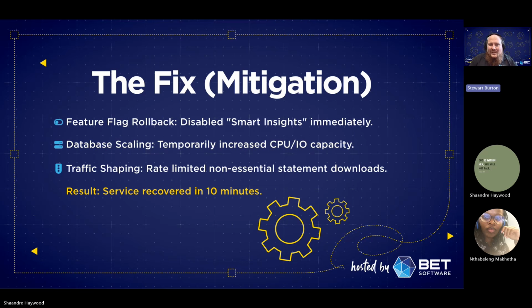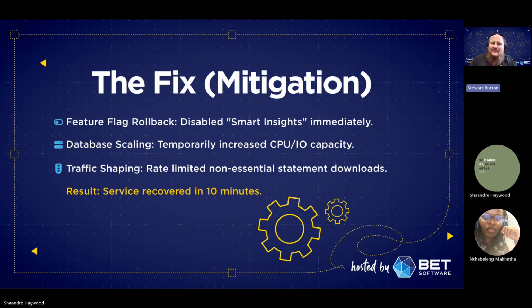So with all of that, the working hypothesis will be something like: the Smart Insights feature has triggered an expensive aggregation query on every login. Under peak load, that is now overloading the accounts database, and other operations like login and payments are being starved, causing the timeouts and the failures. So the mitigation then is to protect the core journeys, as we mentioned earlier.